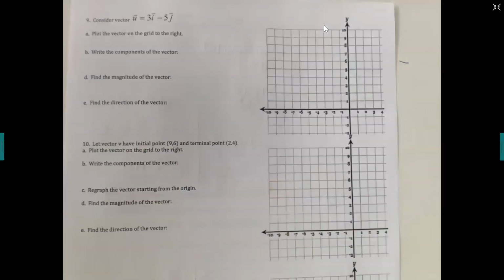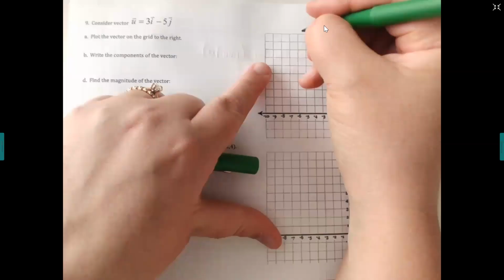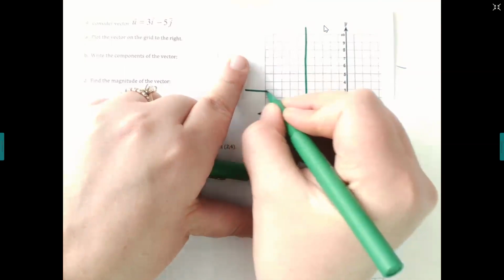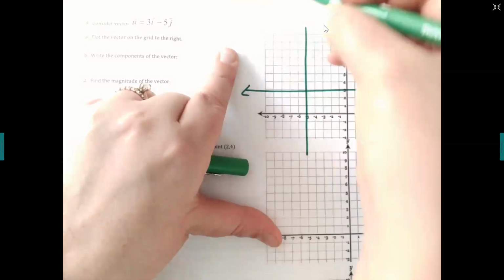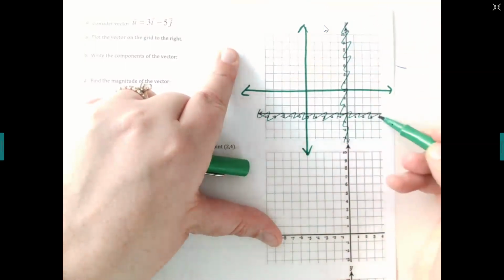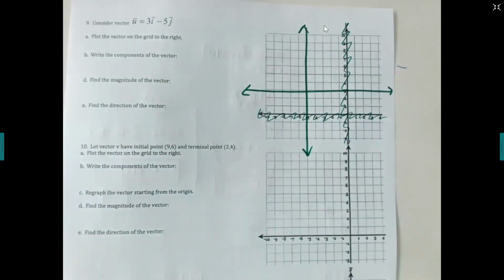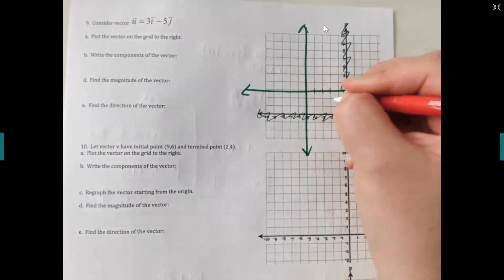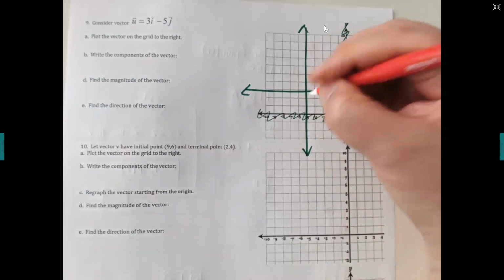So for number 9, I'm gonna pretend this is in here and just kind of move it over a little bit. It'll be here. And then pretend none of this is here. So they asked me to consider the vector 3, -5. Well then I can graph that. I'm gonna go 3 which way if it's 3i? To the right, and then down 5. So I'm gonna go to the right 1, 2, 3, down 1, 2, 3, 4, 5. Here's my vector.